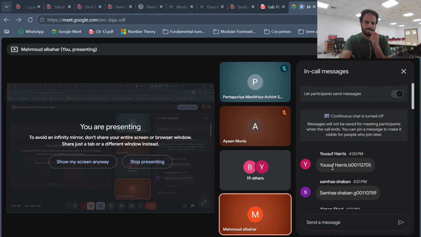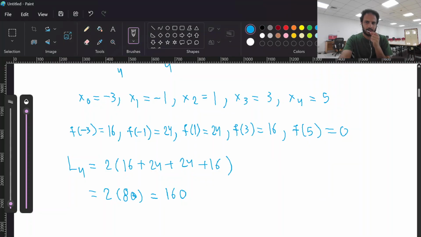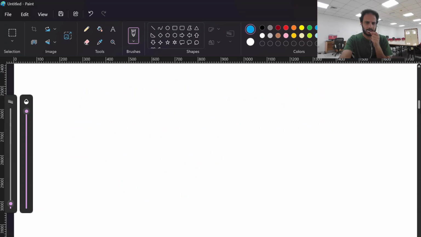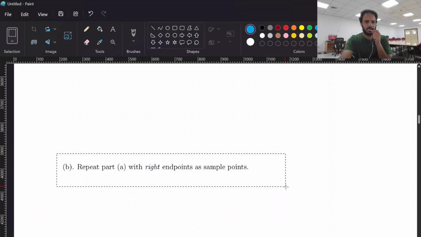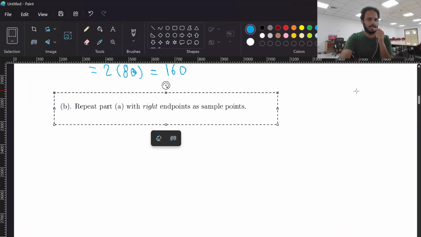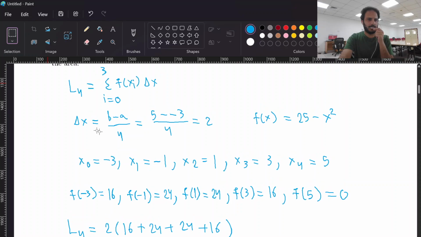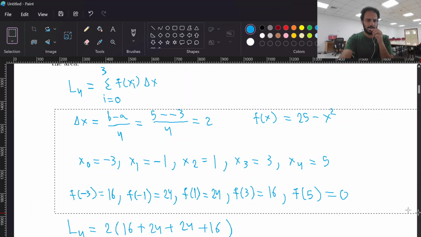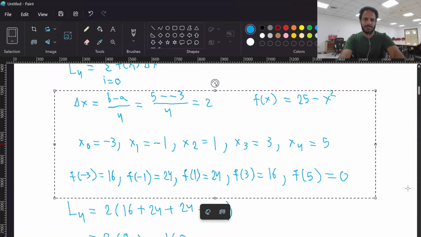Yusuf, I need your help with part B. We will use right endpoints, 4 rectangles, and then we sketch. Okay. So let's solve part B now. Let's copy. We need these things here. They are the same. B minus A over N is the same, yes? Yes. We copy this and then we start.